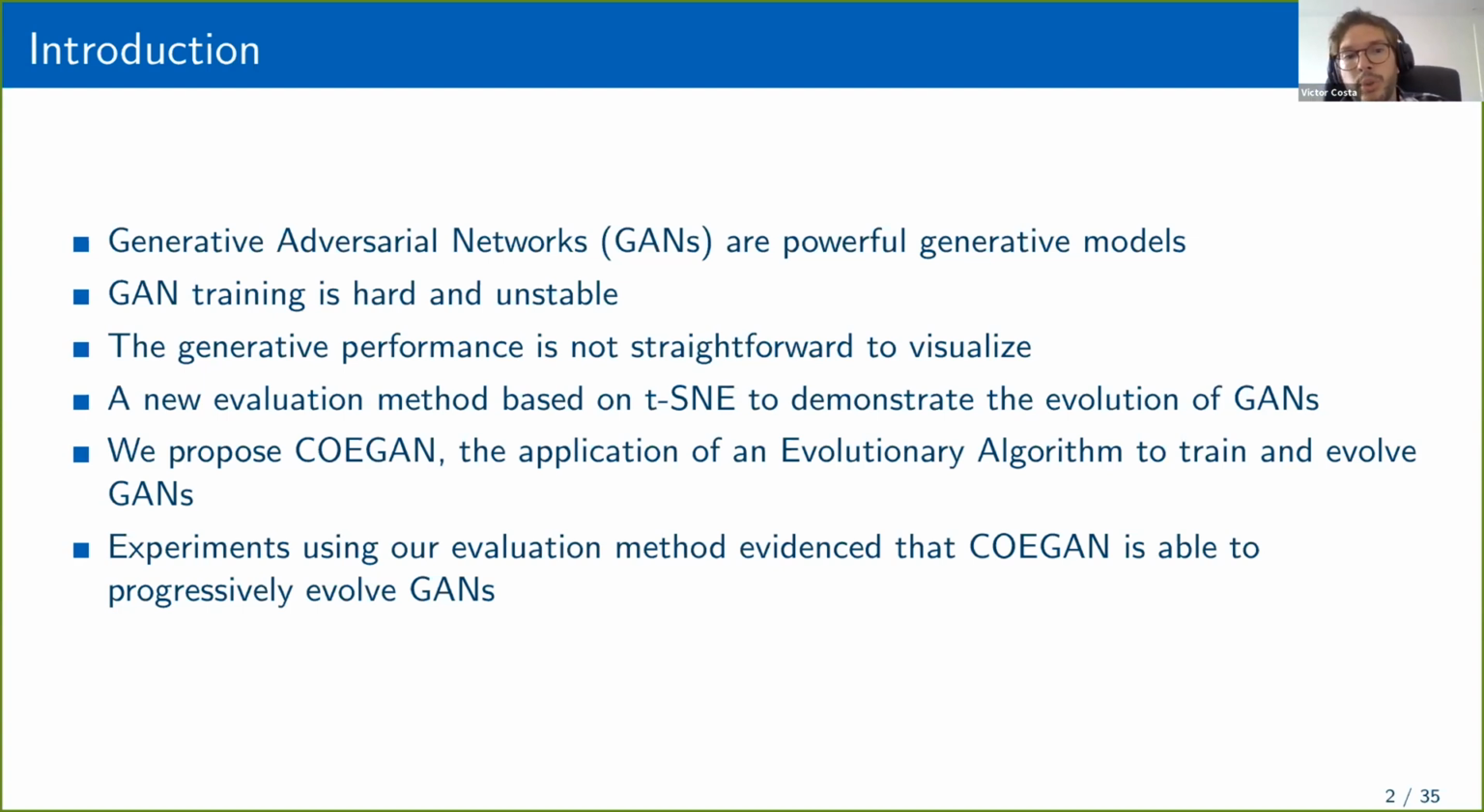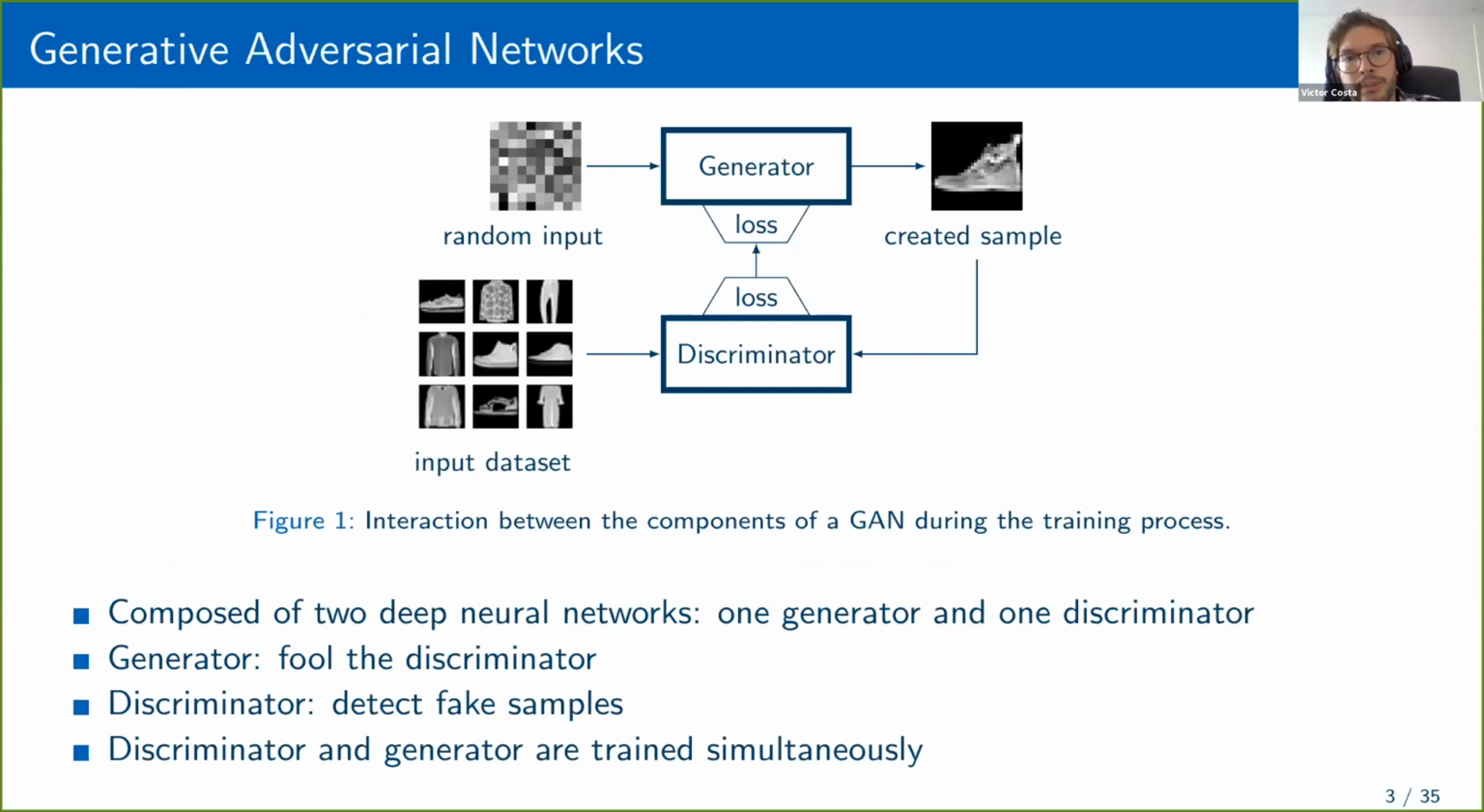In our earlier work, we proposed COEGAN, that is the application of evolutionary algorithms to train and evolve GANs. And we are using this model to apply our evaluation method proposed here, and we will show some experimental results in the end. So let's start talking a little bit about GANs.